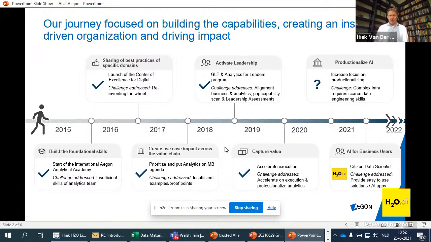And at the same time, we are working on democratizing analytics, so really AI for the business. And what was already mentioned before, the AI apps, the AI App Store is a great way to do that, because on one hand, it makes it easier for the broader audience to adopt AI.